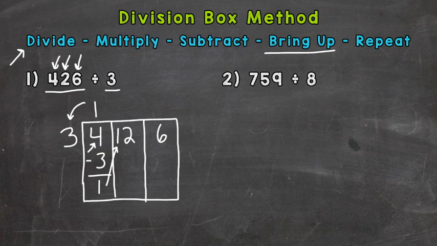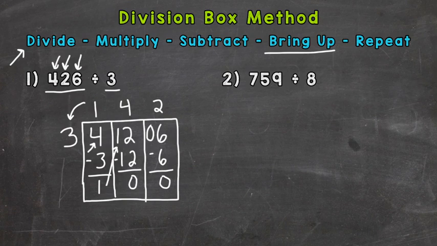So we repeat the process now with that 12. So 12 divided by 3. How many whole groups of 3 out of 12? Well, 4. Multiply. 4 times 3 is 12. Subtract. 12 minus 12 is 0. So we bring up our 0. So we have a 6 over there. So 6 divided by 3. How many whole groups of 3 out of 6? Well, 2. 2 times 3 is 6. Subtract, and we get 0.